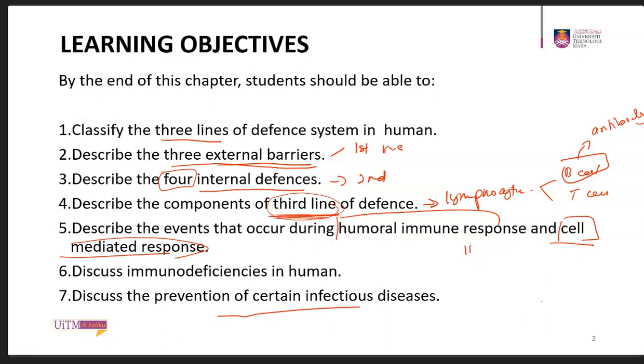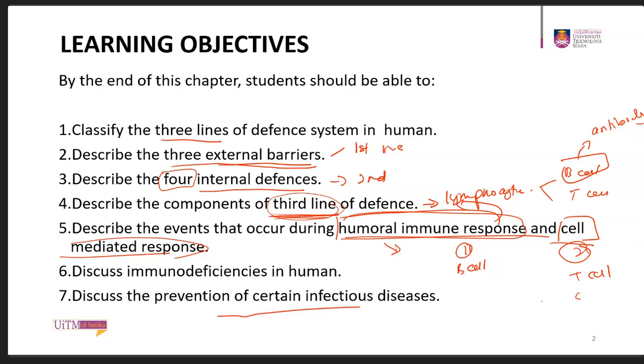Number one and two are the components of the third line defense. For humoral immune response, it involves the B cell. For the cell-mediated immune response, it involves the T cell, to be specific, the cytotoxic T cell. So the humoral immune response and cell-mediated immune response will attack specific pathogen.